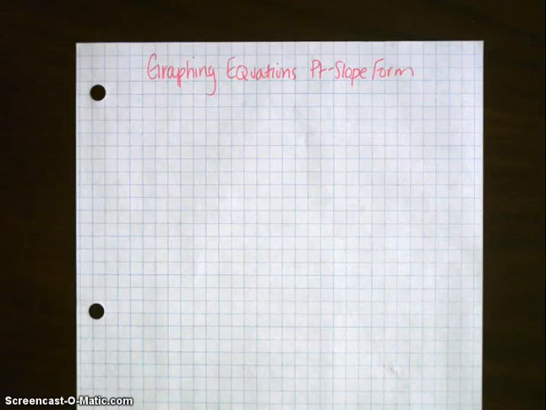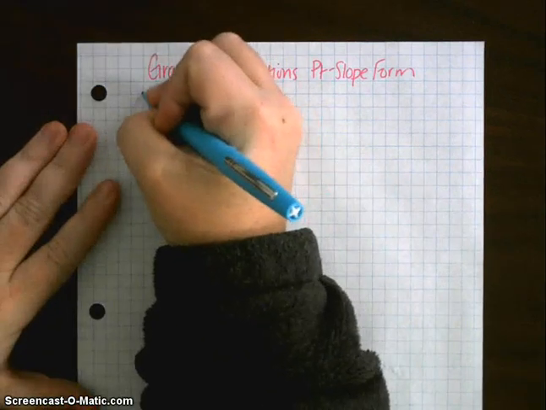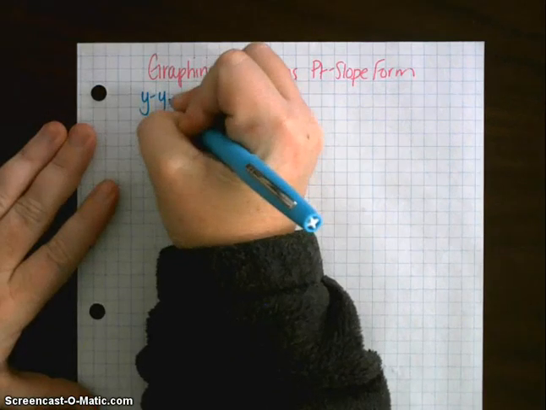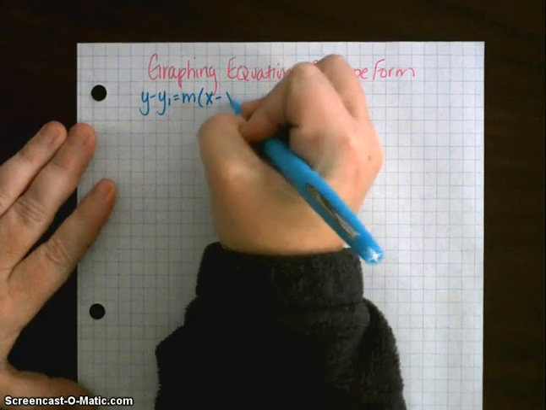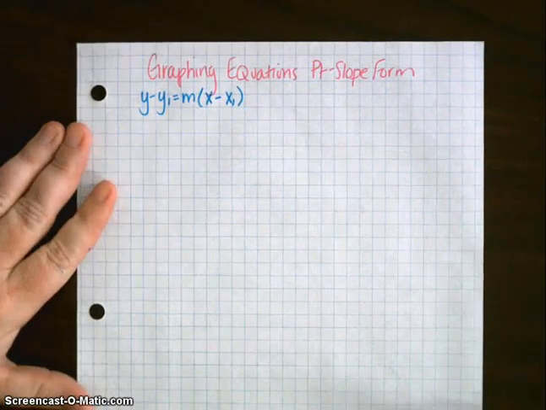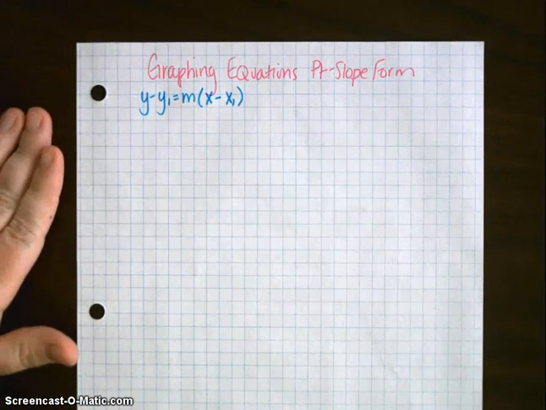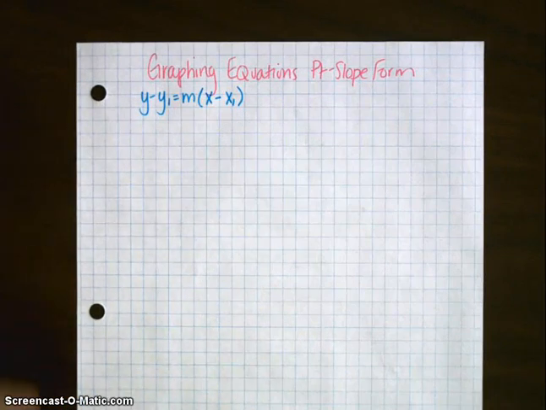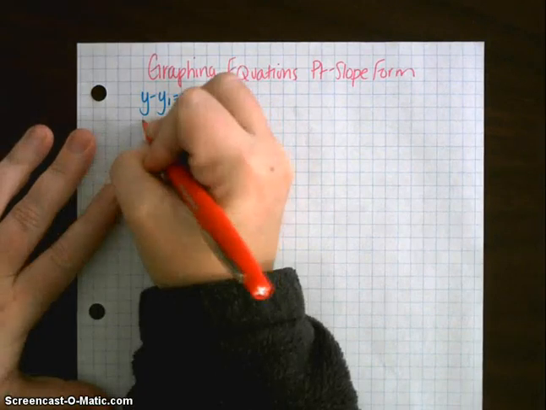Today we're going to review and work on graphing equations in point-slope form. If we remember point-slope form, we remember that we have y minus y1 equals m times x minus x1. So we're going to take an equation given in that form and we're going to graph it. There are two ways of doing this: leaving it in the form and then graphing, or solving it for slope-intercept and then graphing.